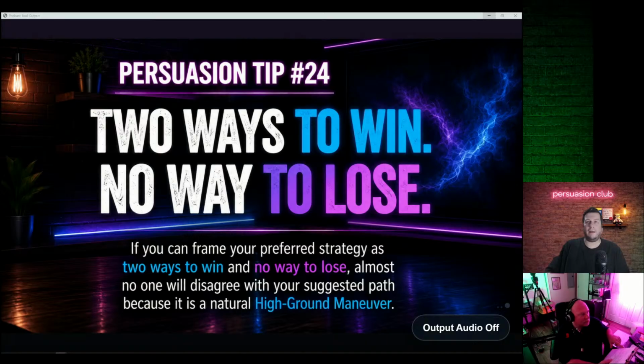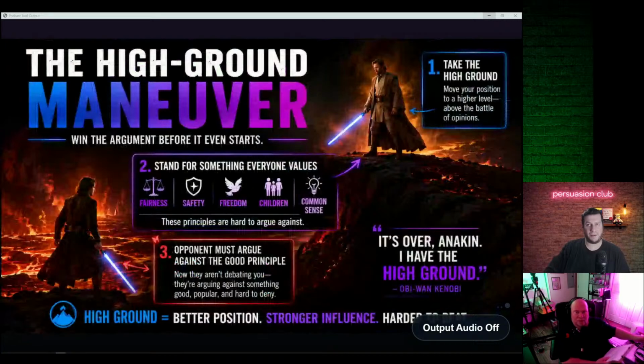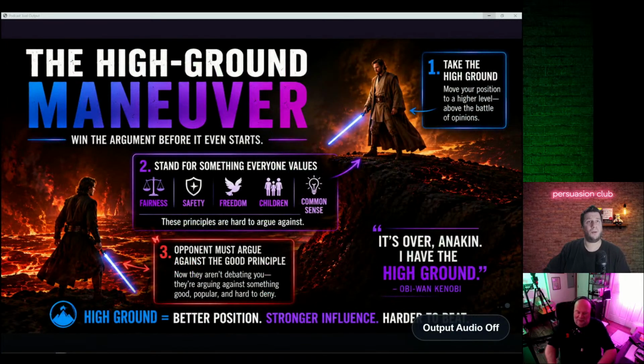Well, I have a solid note for this section, but it doesn't have anything to do necessarily with using the high ground maneuver. So, okay, I'll save it for the right time.